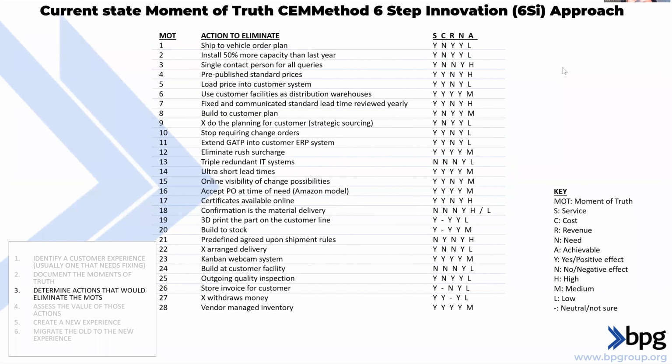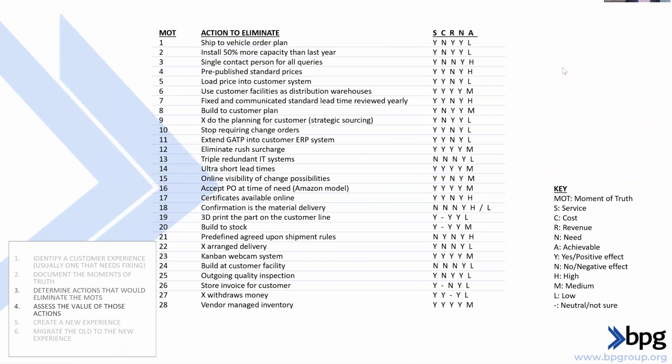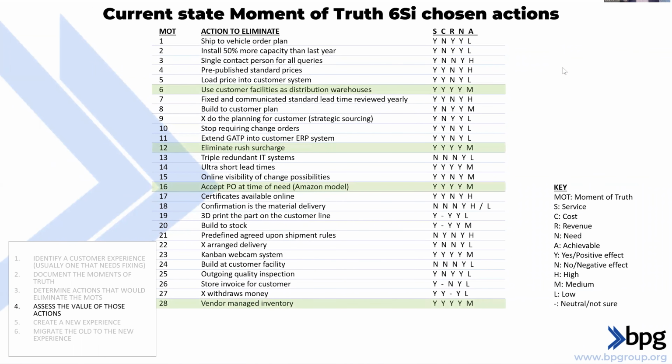We actually call it the points of failure document, because it lists out all the moments of truth, as you can see here, 28 moments of truth. Identify an action that would eliminate them, remembering it has to be unique. Look at the value created, service cost, revenue, and in this instance, will it meet a need and is it achievable? Right. So with that in mind, we can then identify from those actions to eliminate which are the ones that give us the best return, the biggest bang for the buck.